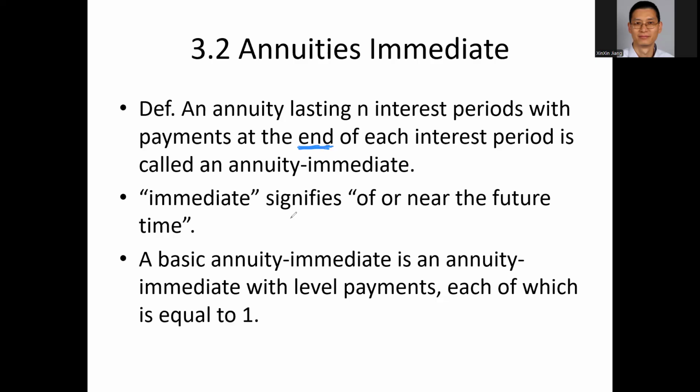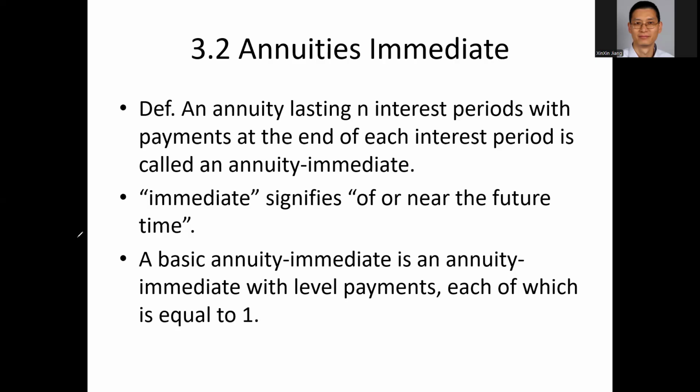So immediate signifies of or near the future time. It's actually not right away, which means the starting point of each interest period. It's actually the end of the interest period. A basic annuity immediate is an annuity immediate with level payments, each of which is equal to 1.